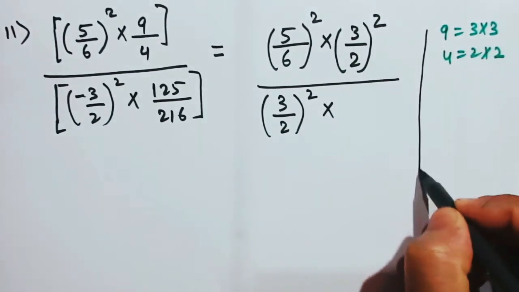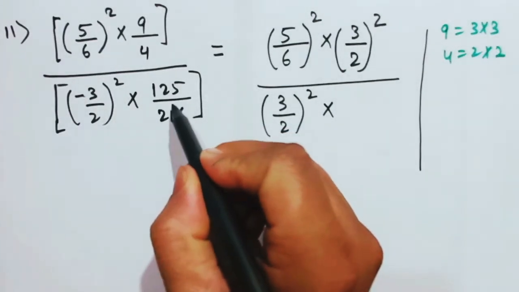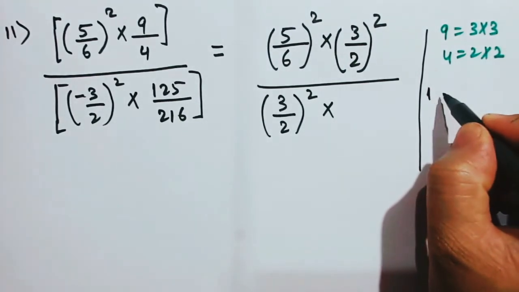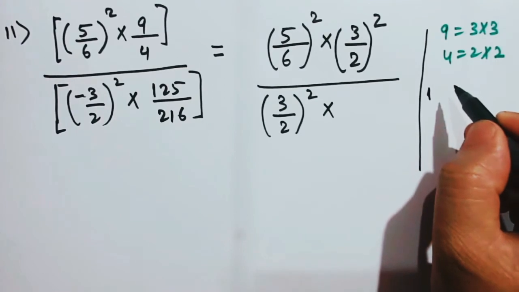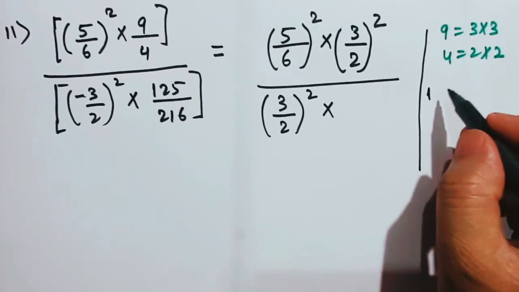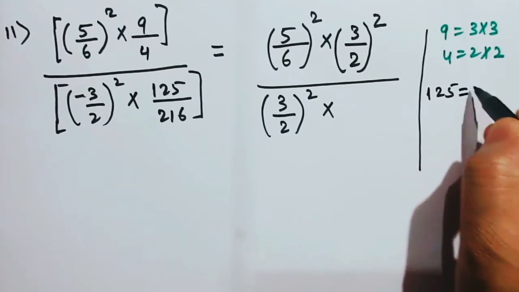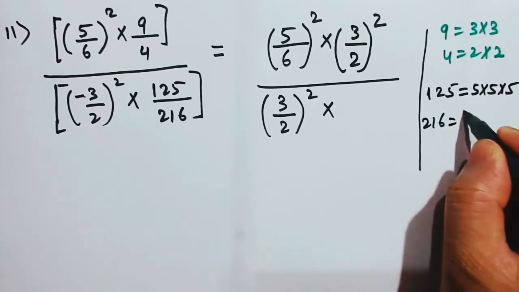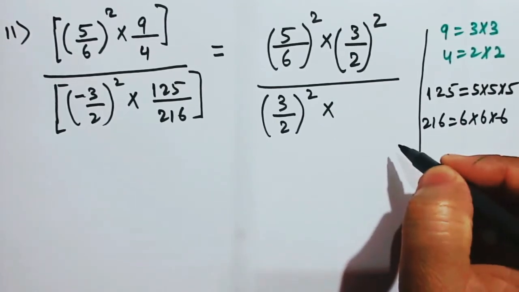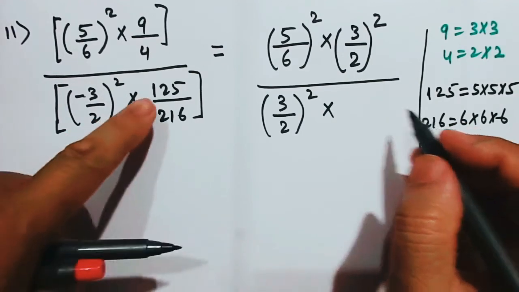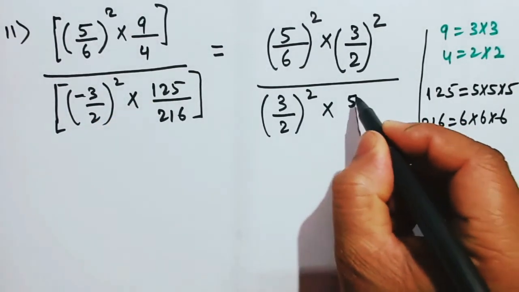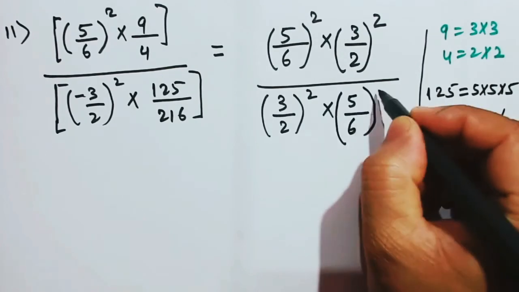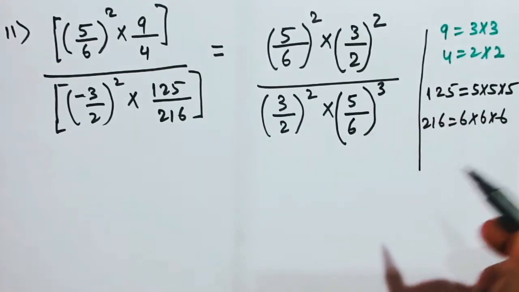125. Now let us check why they have given us only this number. Why have they not given some other number? Because 125 is equal to 5 into 5 into 5, and 216 is equal to 6 into 6 into 6. So we can write 125 as 5 cube and 216 as 6 cube. So it can be written as 5 by 6 whole cube.